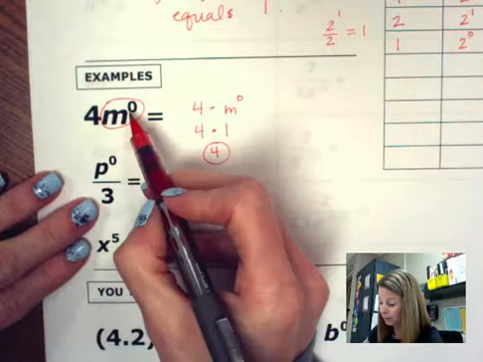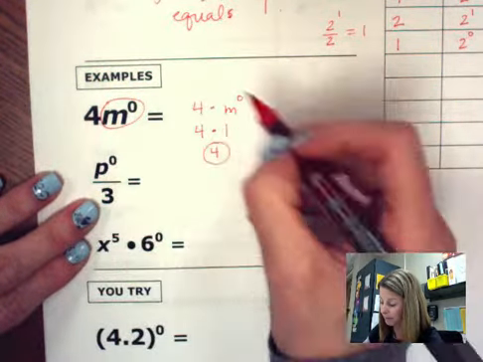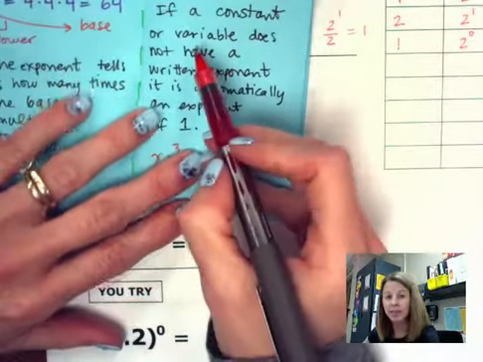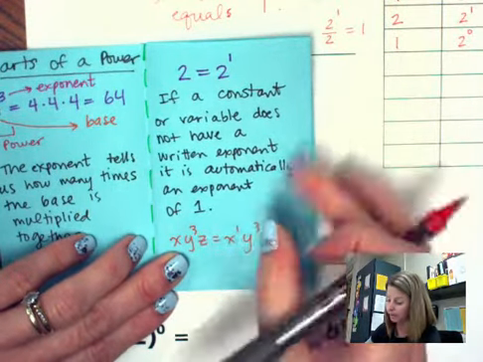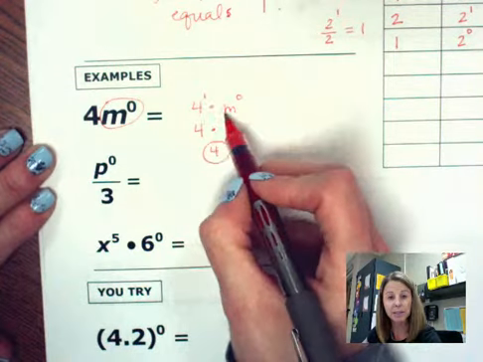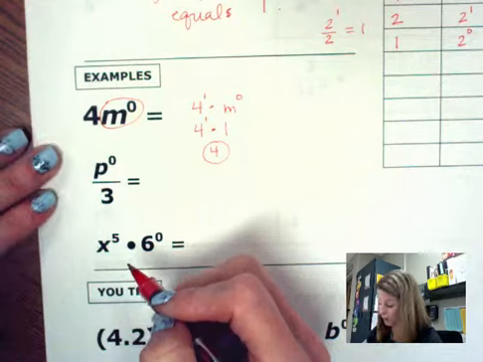Now, this entire thing doesn't turn into 1 because 4 is simply, remember how I said before, back to our book? If a constant or a variable does not have an exponent, it's automatically a 1. So when I separated it out, this is really 4 to the first times m to the 0. And 4 to the first is still just 4.